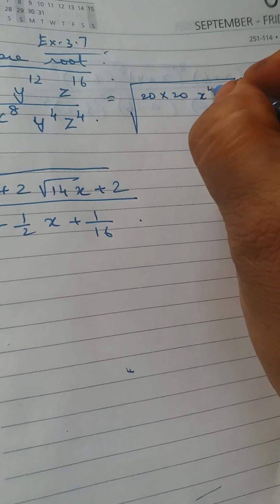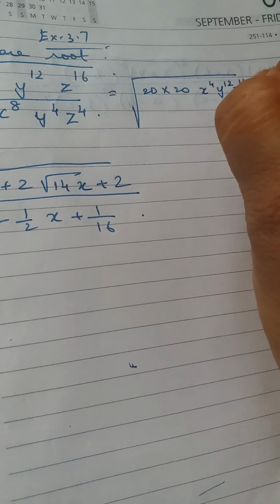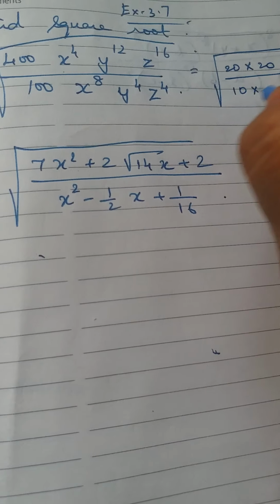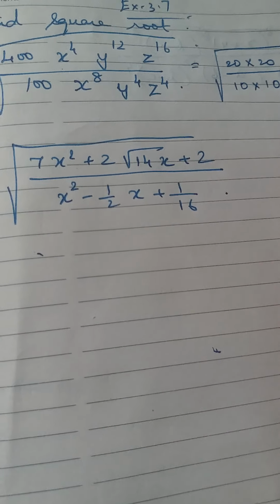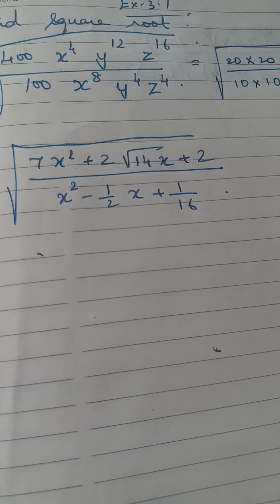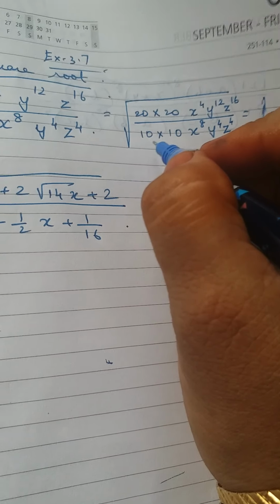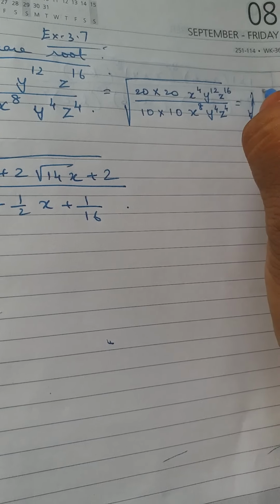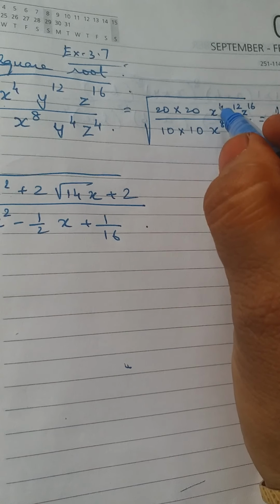x power 4 y power 12 z power 16 divided by 100 can be written as 10 into 10 x power 8 y power 4 z power 4. It is equal to square root. If you take the square root, you will get half of it. 20 into 20 square root is 20. 10 into 10 square root is 10.